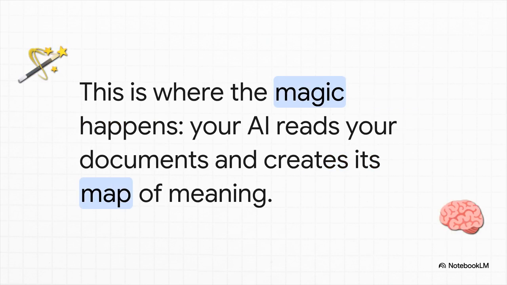Then we get to step 3, upload and process. This is where you just hand over your nicely prepared data to the AI. And this is where the magic happens. The AI starts reading through all your documents and using those vector embeddings to build that custom map of meaning we talked about, a map that's totally unique to your information.